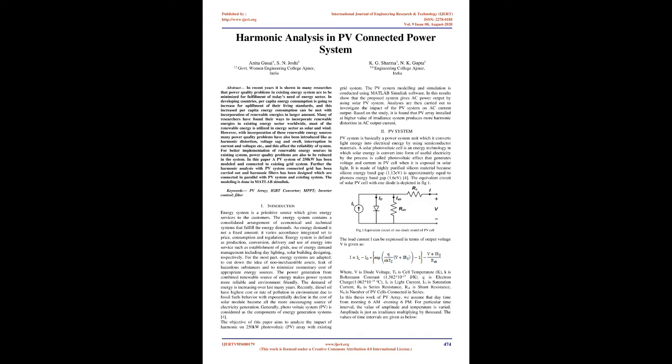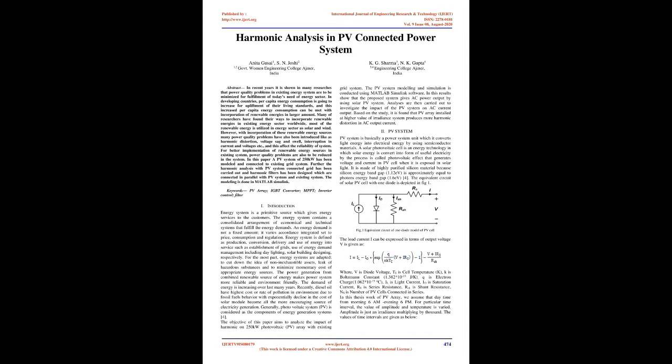For better implementation of renewable energy sources in existing system, power quality problems are also to be reduced in the system. In this paper, a PV system of 250 kilowatts has been modeled and connected to existing grid system. Further, the harmonic analysis with PV system connected grid has been carried out and harmonic filters have been designed which are connected in parallel with PV system and existing system. The modeling is done in MATLAB Simulink. Keywords: PV array, IGBT converter, MPPT, inverter control, filter.